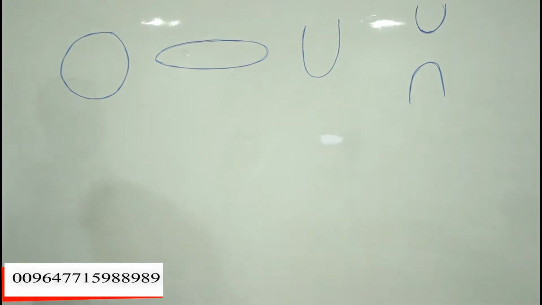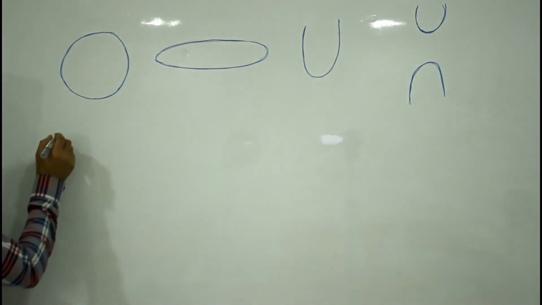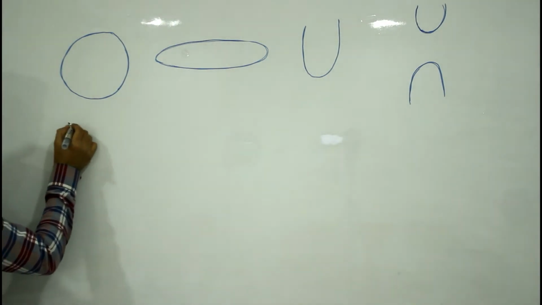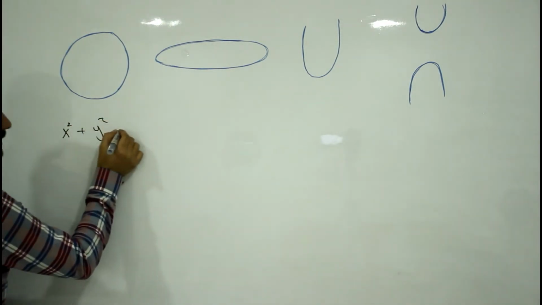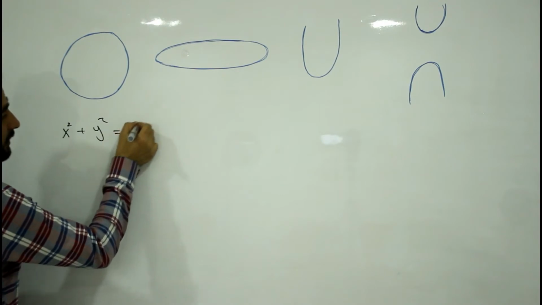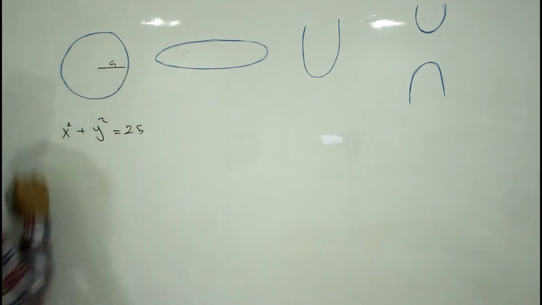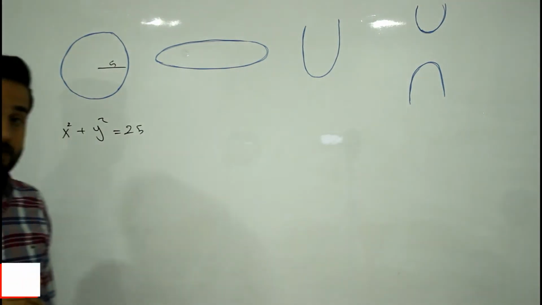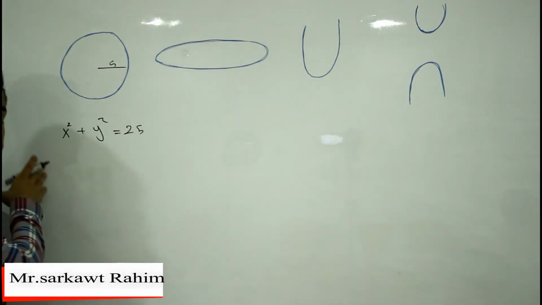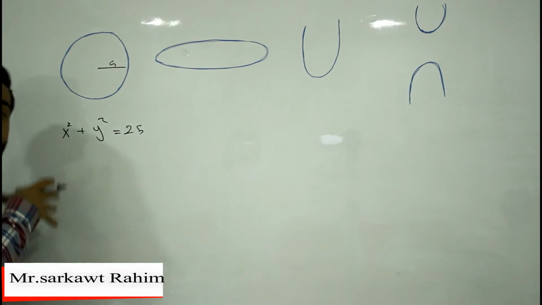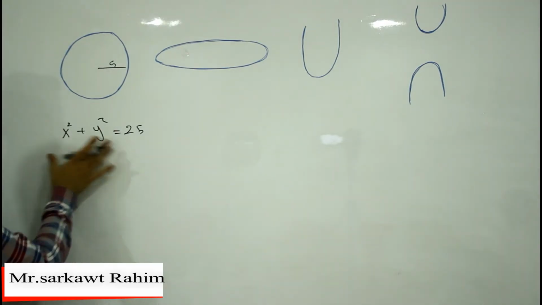What is the rule for circle? You have to know the rule for circle. It's easy. X squared plus y squared is equal to, let's say, 25. It means the radius is 5, okay? But from this, we have to find the general rule for this one.